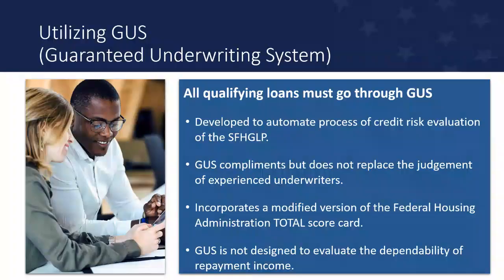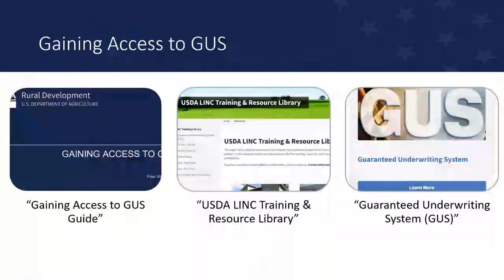So it's important that all information entered into GUS is accurate and matches the RD Form 3555-21, along with any other documentation submitted. And I like to remind: garbage in, garbage out. You do not want a GUS accept recommendation based on information that you cannot support. Another really important thing to note is that GUS does not underwrite loans. It's used to evaluate the credit risk of the borrower, but GUS does not replace the judgment of an experienced underwriter.